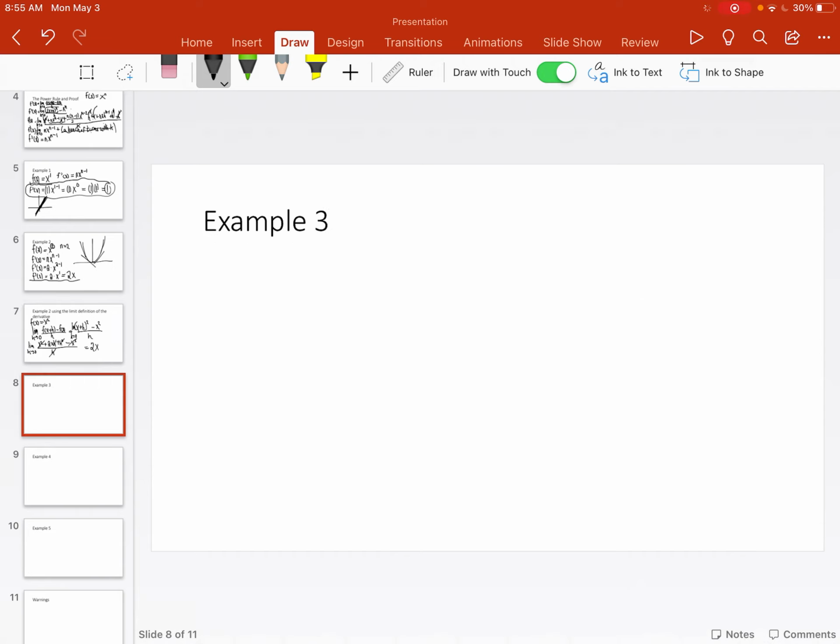Okay, so let's try a little bit more complicated example.